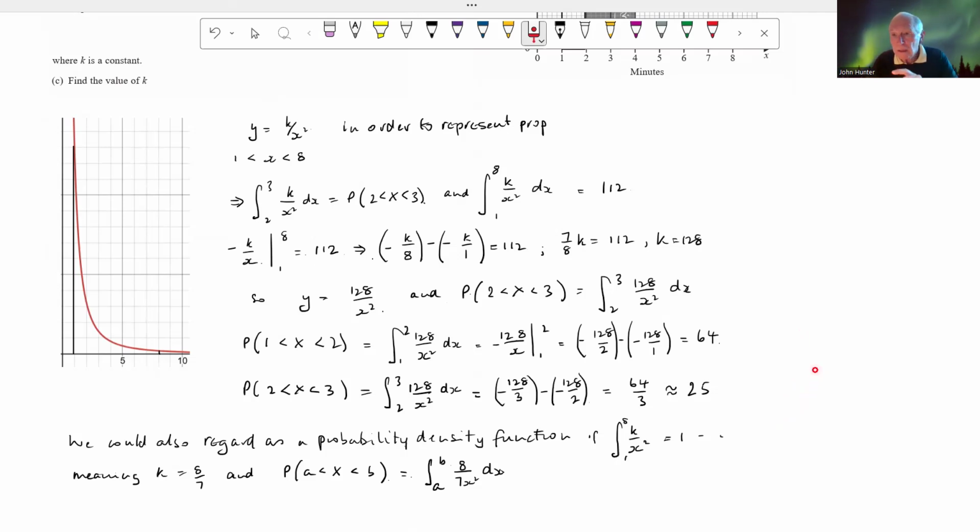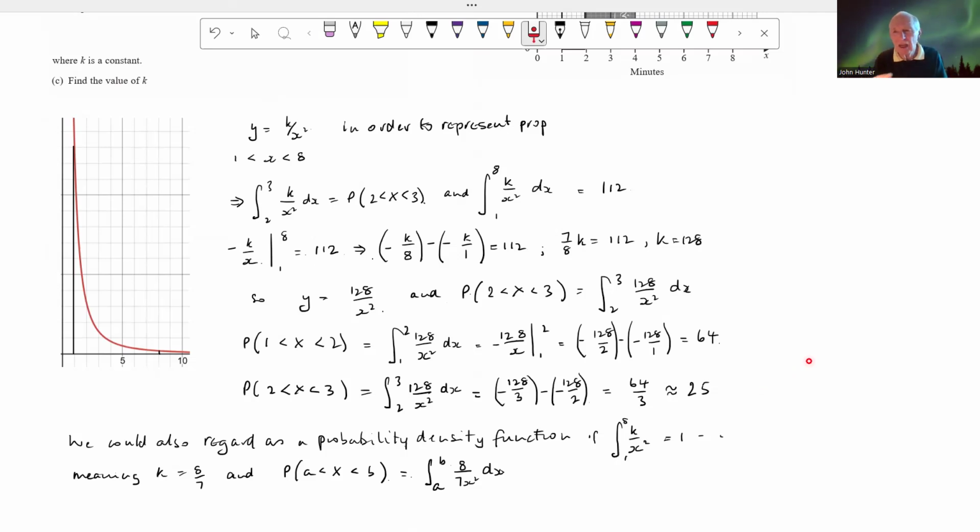So that's the gist of this problem. Slightly unusual problem, has to be said, but that's what we're doing. Now, we could project this forward, if you like, to a probability density function. And I've kind of, in other videos, I've talked about similarity between frequency density and a probability density function.